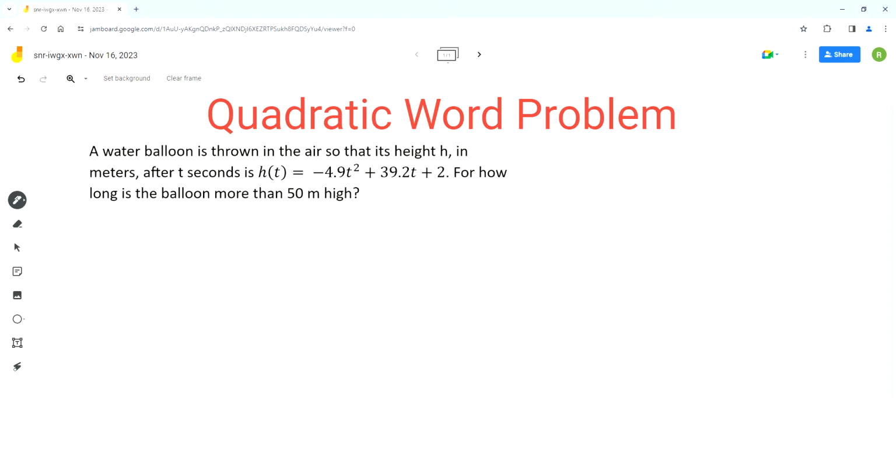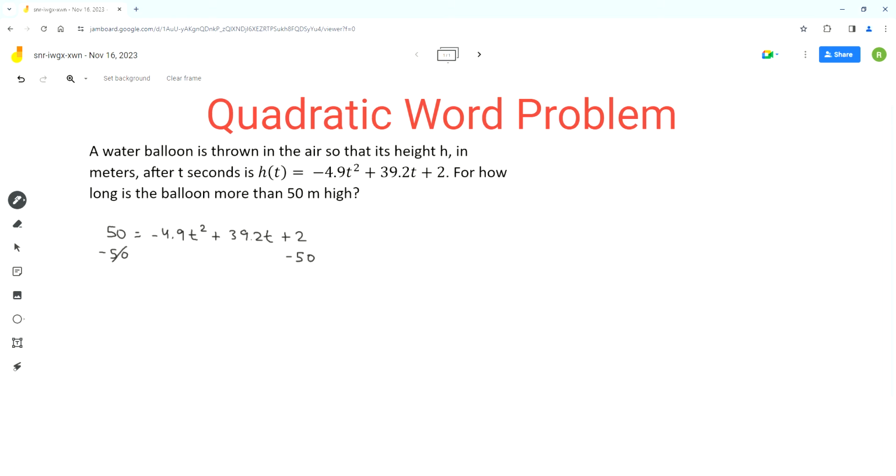So our first step is 50 equals negative 4.9 t squared plus 39.2 t plus 2. As you can see, this is a quadratic equation and we have to solve this to find the value of t. So that means we have to first set it equal to 0. For that, we'll subtract 50 from both sides so that we can set the equation equal to 0.